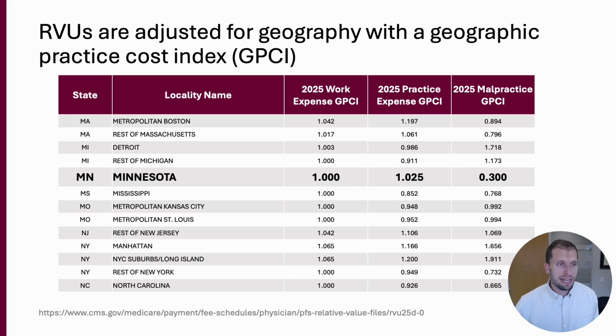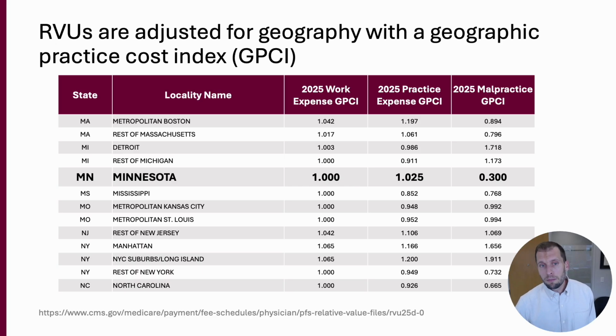Rest of New Jersey versus, I guess the other part of New Jersey is not on here. It's probably Newark. And maybe a little more expensive. But Minnesota is all the same. Anywhere in Minnesota, no adjustment to the work expense. So then the practice expense.